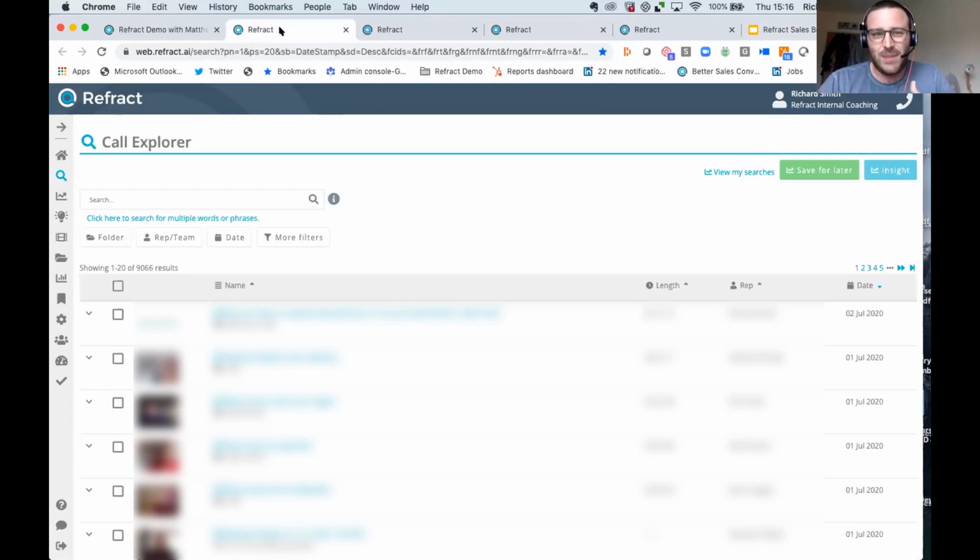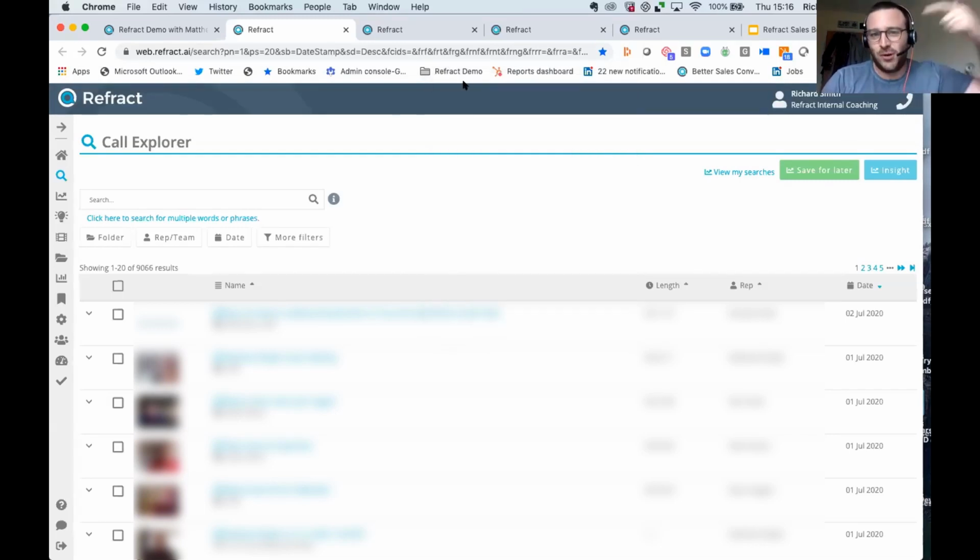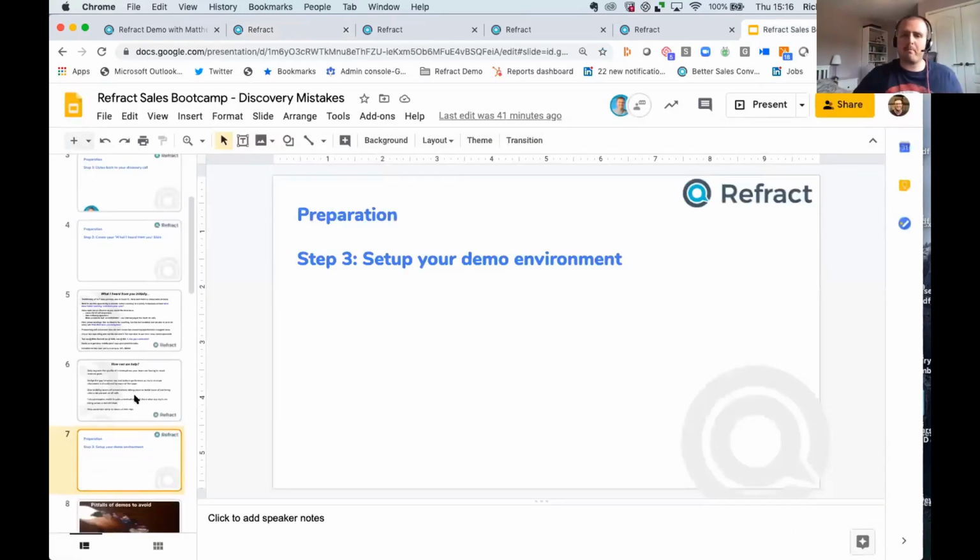So that's just a best practice. And one of the things that you can do, and Mark, I'll give you credit, you taught me this trick, is you can actually pre-save your screens in a little bookmark folder, as you can see here. And if I just hit that open all 6, it will actually open all the tabs in that folder. So it's a good time hack in that regard as well. Time hacks, there we go. Awesome. So that's how you properly prepare for demos.